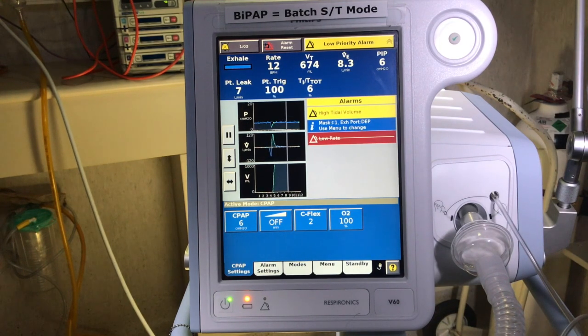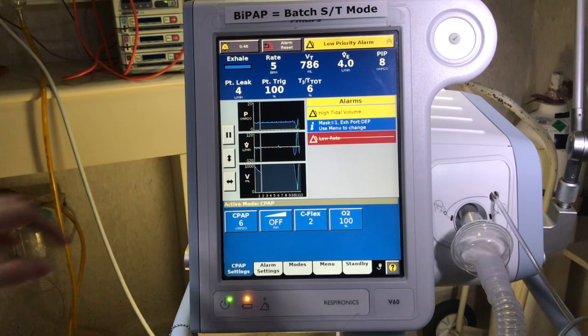Now, the only other option for this to say is that it's a timed breath. So you can, on BiPAP mode, set a backup respiratory rate. Remember, this is for spontaneously breathing patients, so that's not ideal. So what you'd like to see is that the patient's taking a spontaneous breath followed by a nice exhalation.